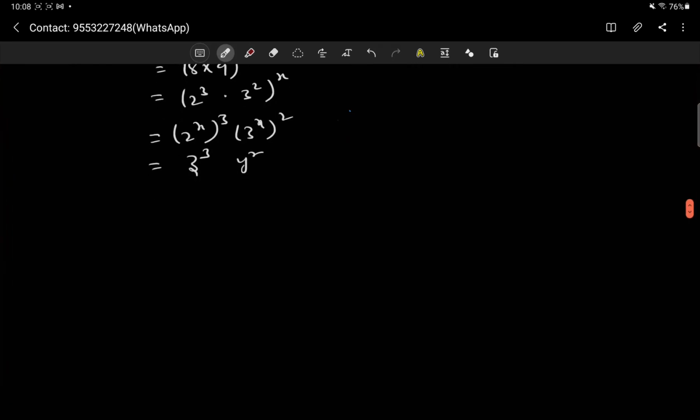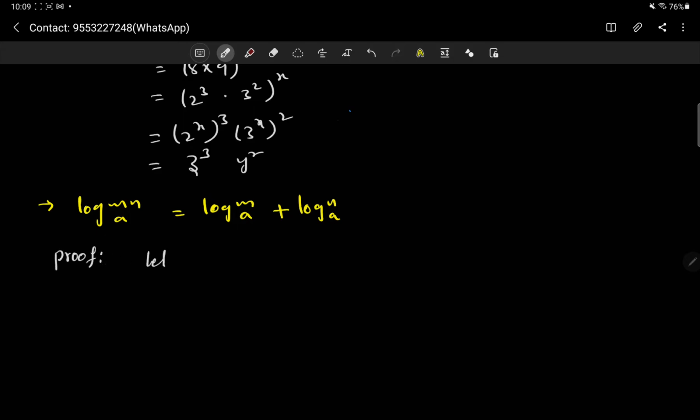And here we are having some laws. See, the first one: log mn base a can be taken as log m base a plus log n base a. Here is the proof for this. Anyway, we need to prove this law.